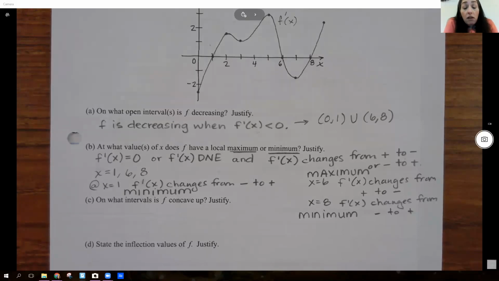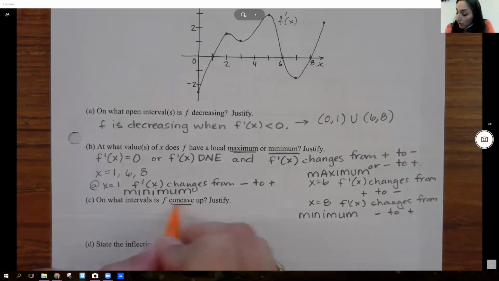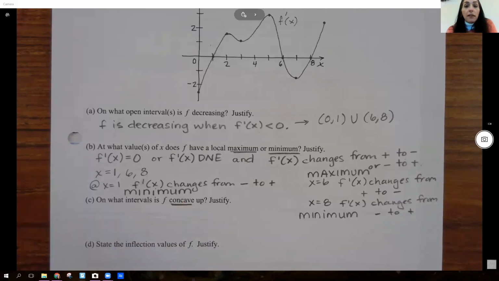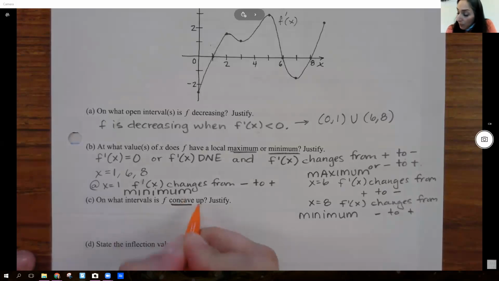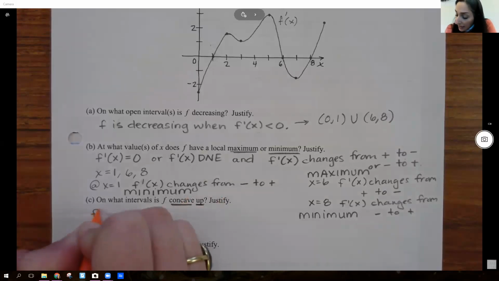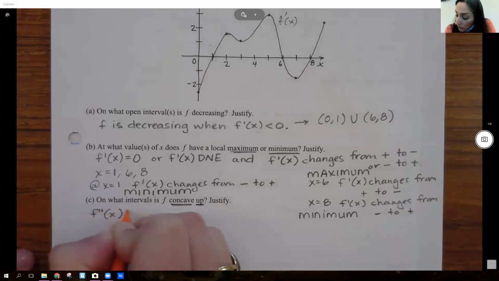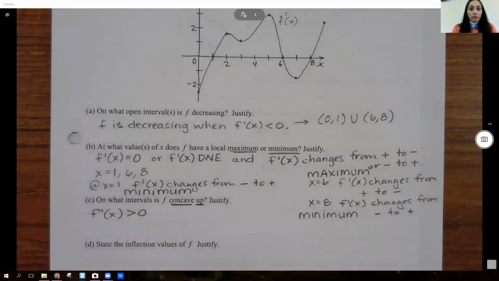All right, now you go back to what you know, right? We go back to the definition of concave up. So concavity is controlled by the second derivative. So concave up is going to be when the second derivative is greater than 0.